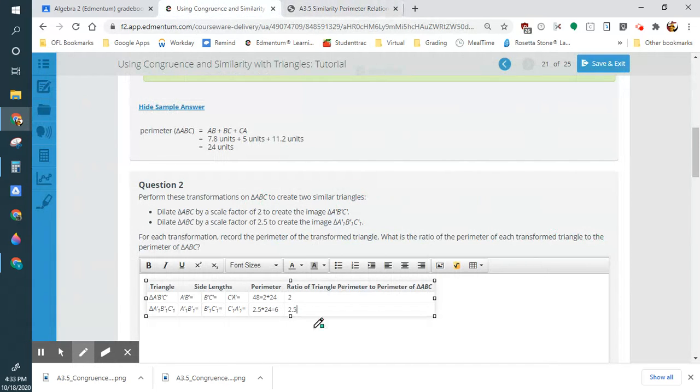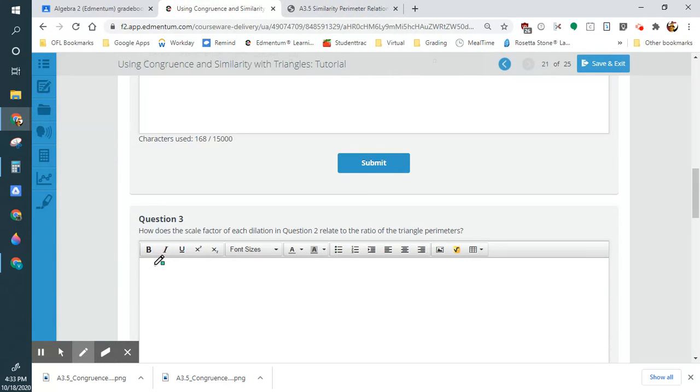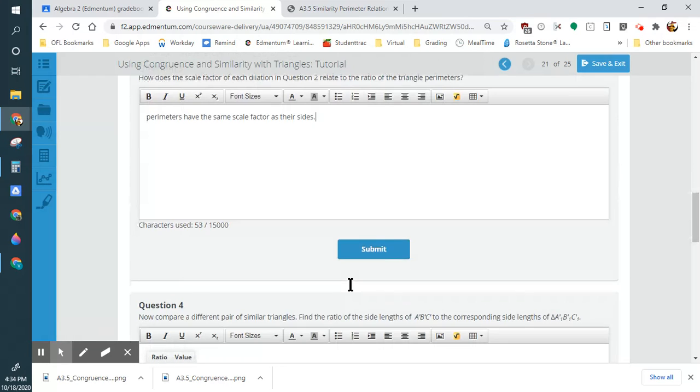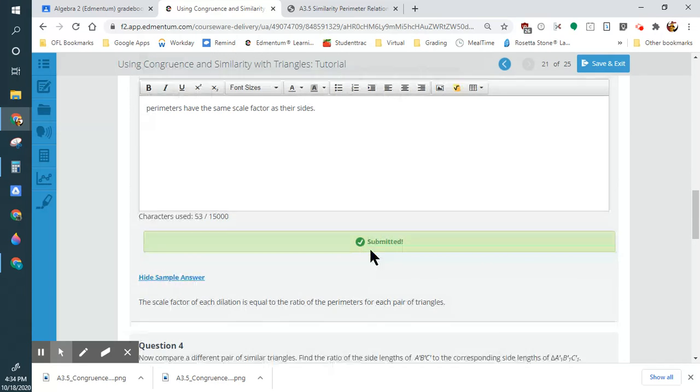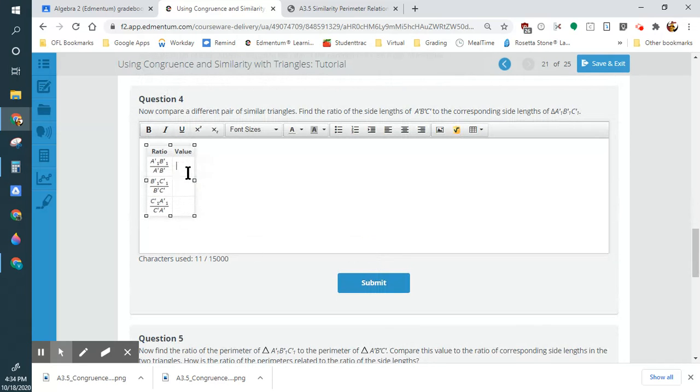All right. So what does the scale factor of these show? Perimeters have the same scale factor as their sides. So where before it was just the scale factor is the side squared, this one is they're equal. Scale factors are equal. All right, so then we're going to do this.